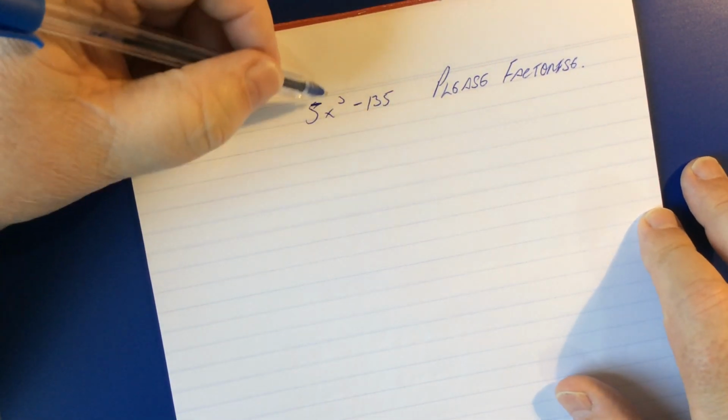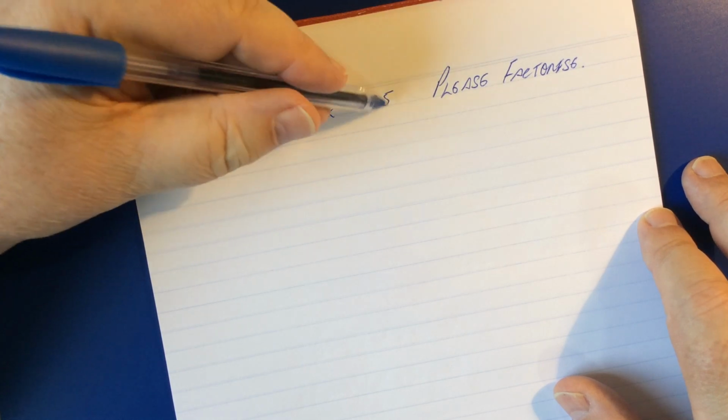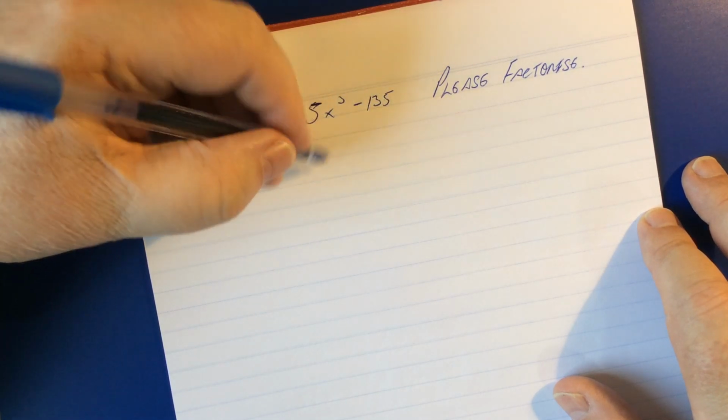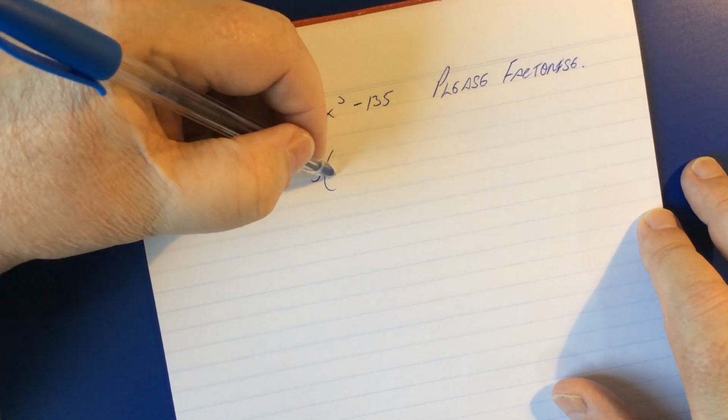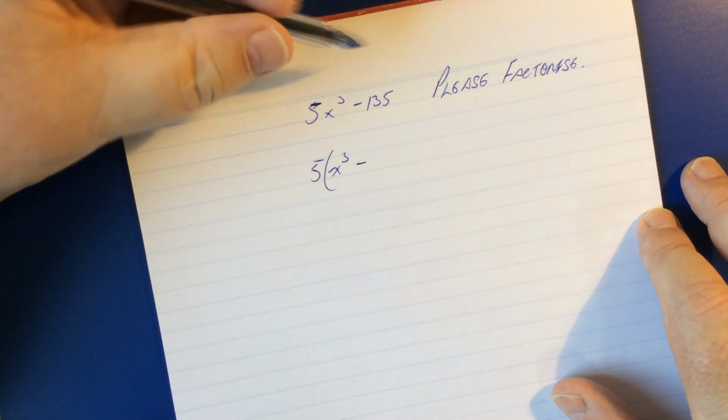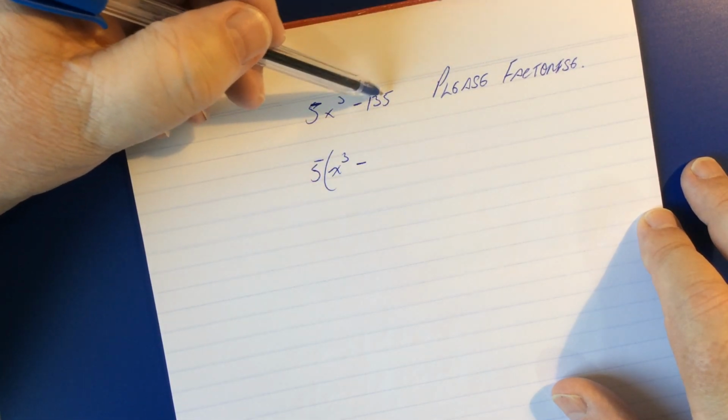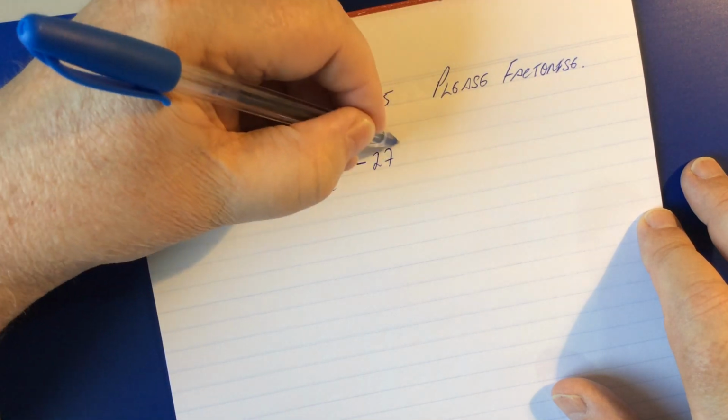Okay, so first step. Are there any common factors? Yes, this ends in 5. There's a 5 here, so we'll take out the 5. x cubed minus, now 5s into 35 goes 7, 5s into 135 goes 27.